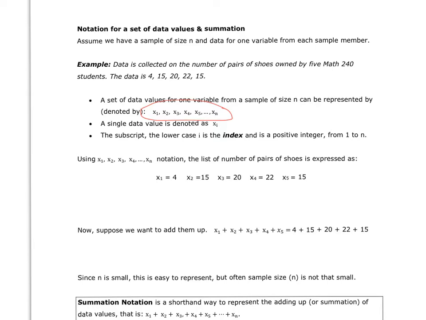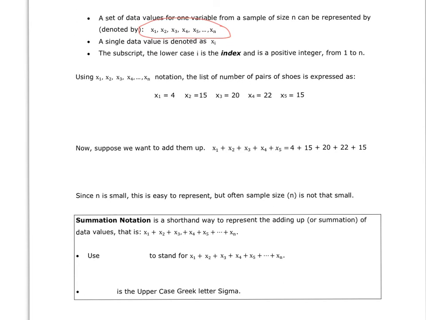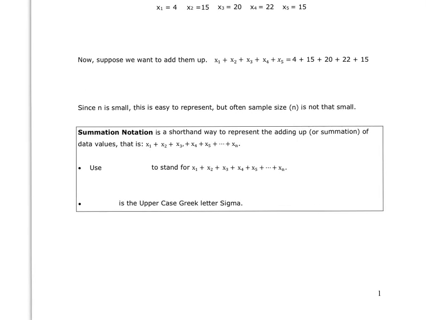Now we want to add together or sum up the data values. Well, when we only have 4 or 5 data values, or a small number, it's pretty easy just to add them up and use the addition symbol. Most of the time we don't have that small of a sample size. So we want to represent summation in a more concise way, a way that doesn't take up so much space. So we have summation notation. It's a shorthand way to represent the adding up or summing of data values.